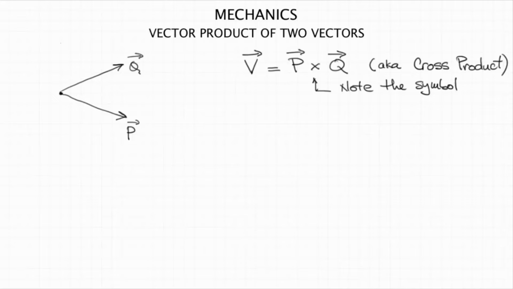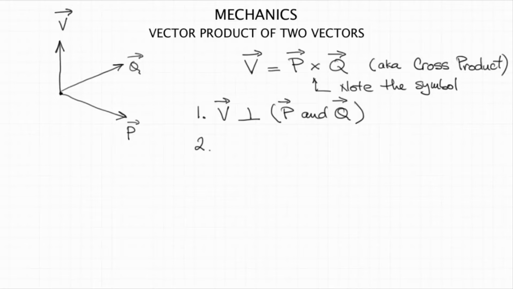So the vector product is also known as the cross product, and please note the symbol between P and Q, which looks like a small x and denotes the cross product. The result will be a vector V, which has the following characteristics. V is perpendicular to both P and Q, so it's perpendicular to the plane made by P and Q. The magnitude of V equals PQ times sine theta, where theta is the angle between P and Q.